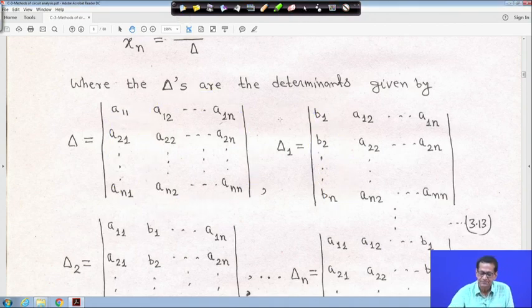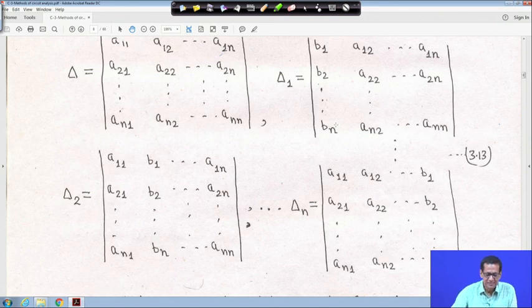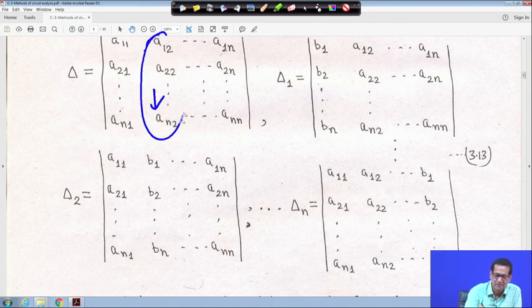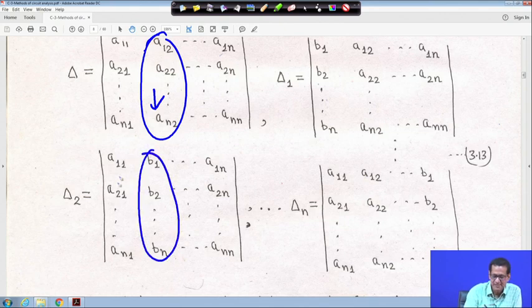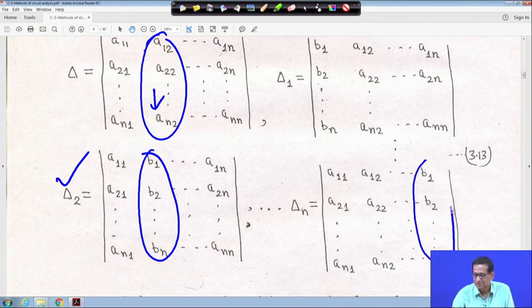Similarly, in the case of delta 2, just replace the second column of this matrix, this is the second column, by b1, b2, bn. The rest of the A elements remain the same, only replace that, and you will get delta 2. Similarly, for delta n, the last one, you replace the last column by b1, b2 and bn, the rest of the A elements remain the same, and you get delta n. This way delta 1, delta 2, delta 3, all these determinants can be computed, right.